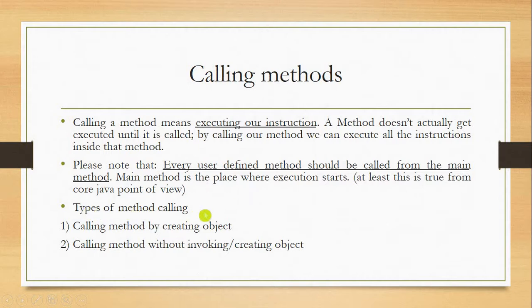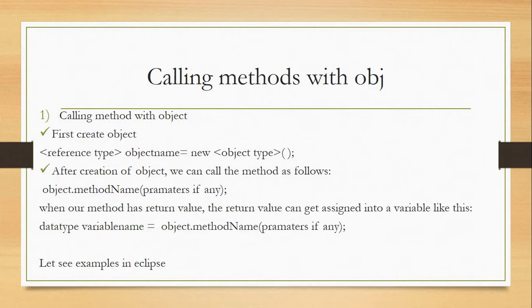Types of method calling. In Java, we have two types of method calling. The first one, calling method by creating object, and the second one, calling method without creating or invoking object. Let's see each type of method calling one by one. Let's start with calling method by creating object.